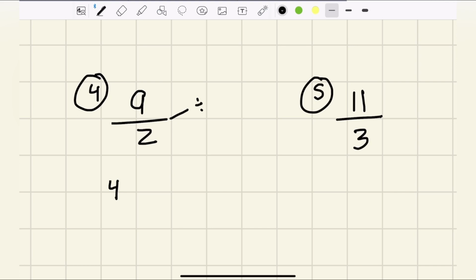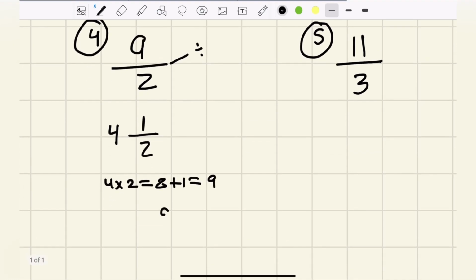Now, how much do I have to add to get to 9? If 2 times 4 is 8 and I need 9, that means I just need 1 more. So we put 1 on top and then our denominator stays the same. 4 1/2. Because when I do 4 times 2, right, our whole number by denominator is 8, plus 1, our remainder, is 9. That means we get 9/2, and that's the same as this right here, so it's correct.